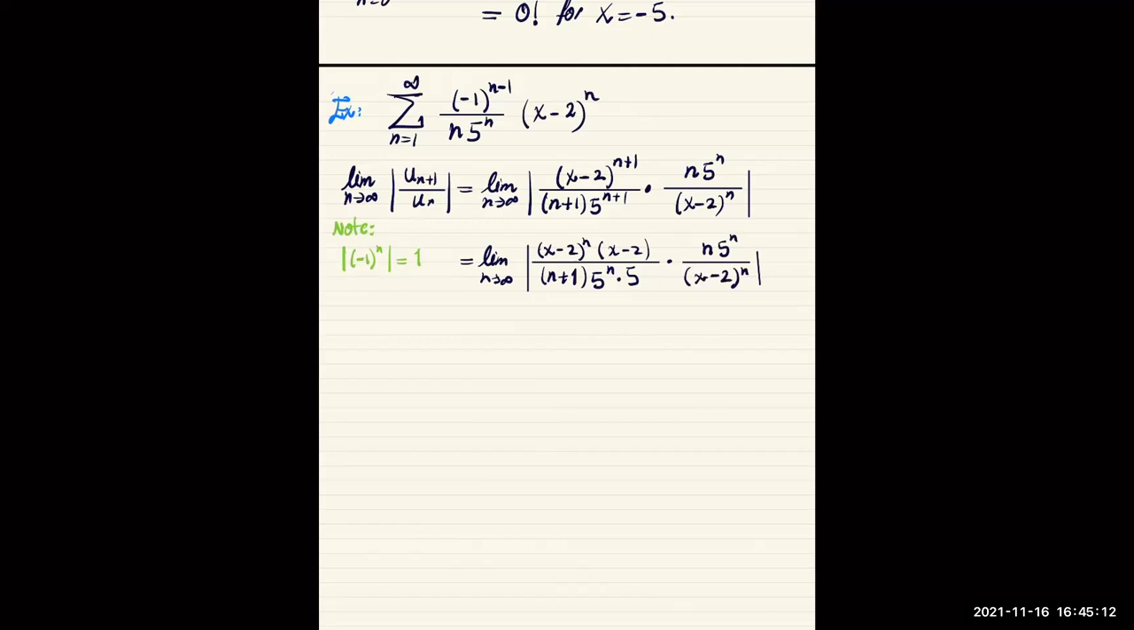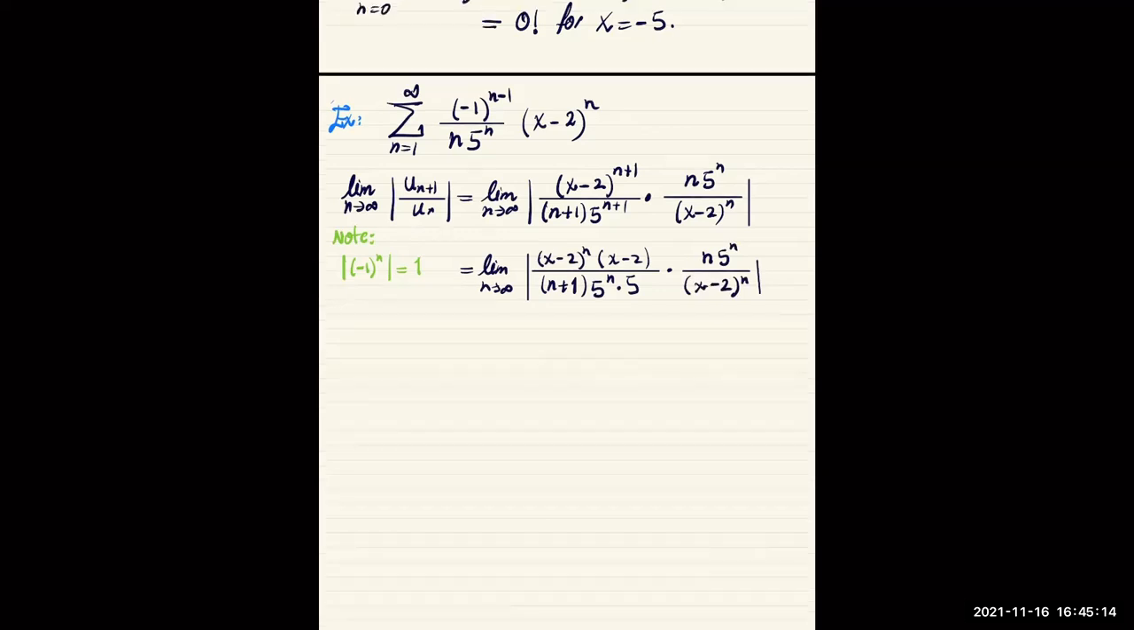Now the feel good part where you cancel. X minus 2 to the n cancels. 5 to the n cancels out. Nothing else cancels. Do not dare canceling n and this n, okay? I never seen anyone do that, but this is not a factor. This is a term of n plus 1.